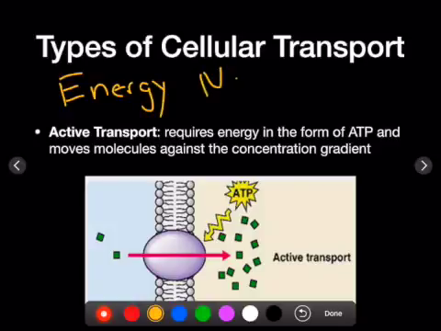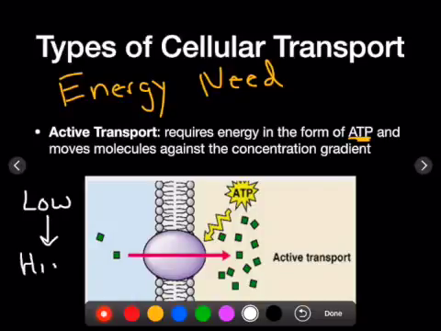occur. So this energy is in the form of ATP. So active transport requires energy in the form of ATP and moves molecules against the concentration gradient. So in active transport, we're actually moving molecules from low to high concentration, okay? So against the concentration gradient. And as you can see here, we need ATP, our energy molecule, to perform this process of moving those against the concentration gradient.